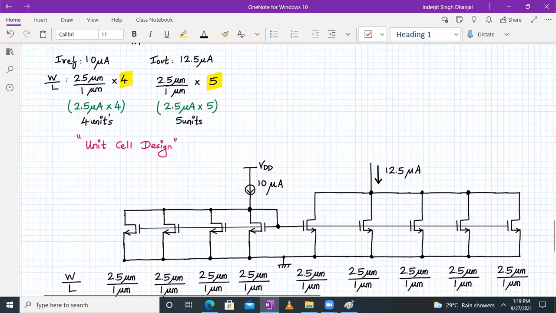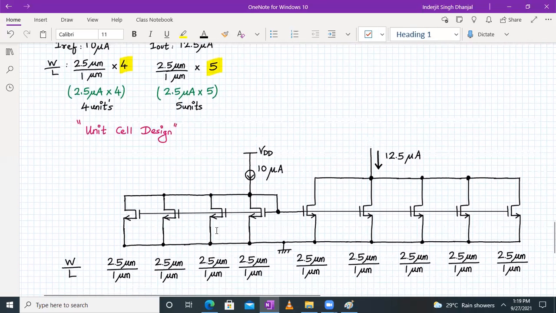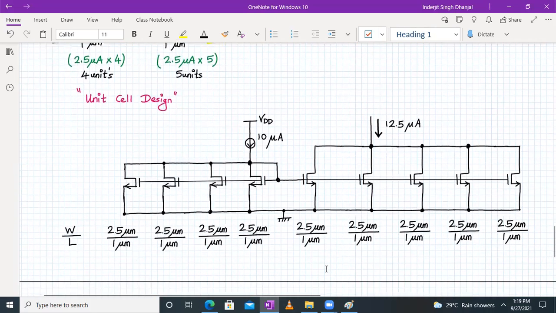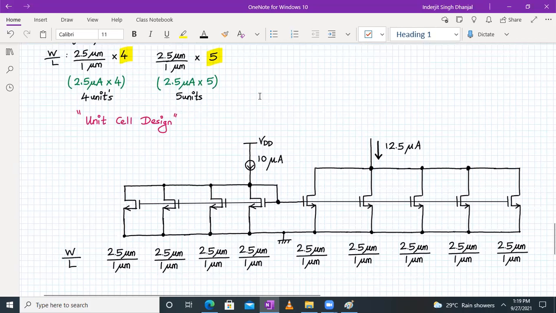Fine. So in this case, we will have 4 units of this unit cell. Over here, this is one cell, one transistor, second, third, and fourth, all having the same W by L. And on this side, we require 10 microamperes of current. Each transistor will give 2.5 microamperes, so 4 will give 10. And on this side, 5 will give 12.5 microamperes. So every transistor in this configuration will have the same W by L, that is 2.5 micrometer divided by 1 micrometer. That is what we call a unit cell design.